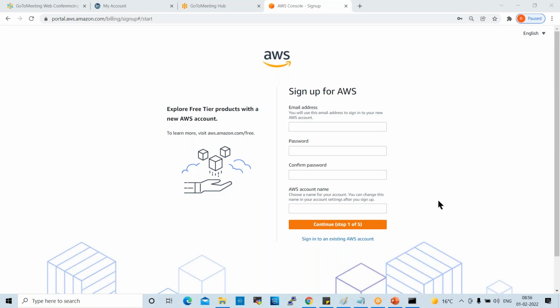IBM Cloud, Oracle Cloud, Alibaba Cloud, DigitalOcean, Heroku, ServiceNow, different platforms. But these are the popular tools. If you understand AWS, you can understand any tool, any platform. AWS is number one. Yes, it is in first place.